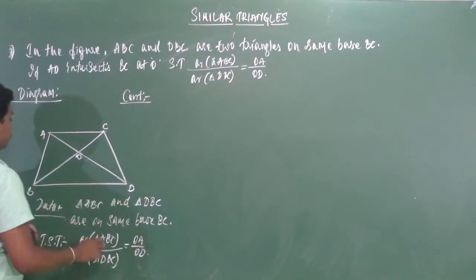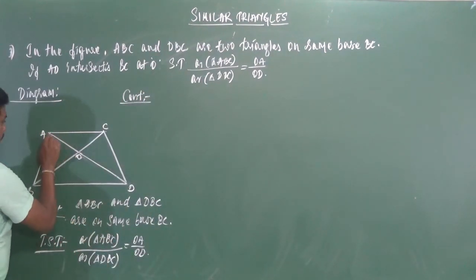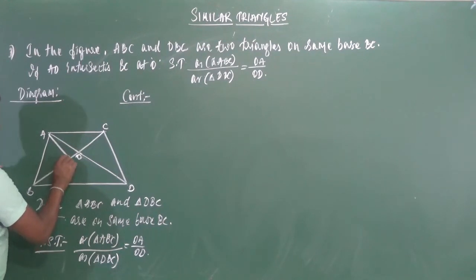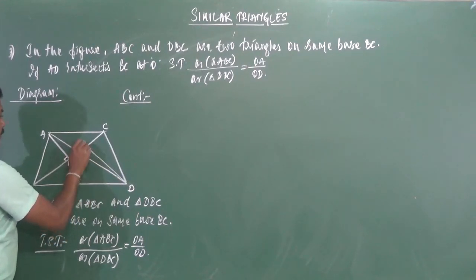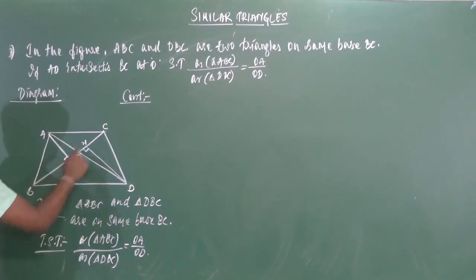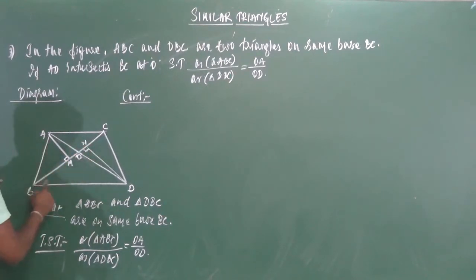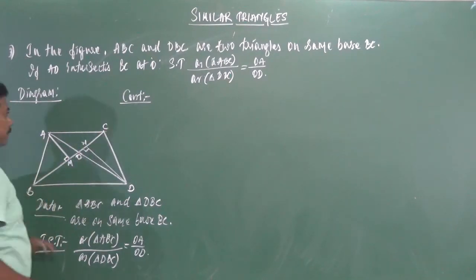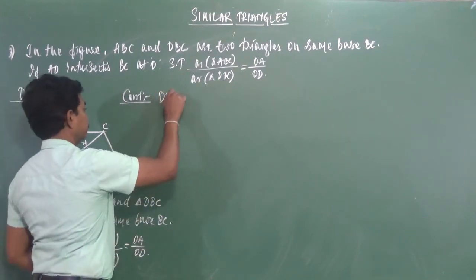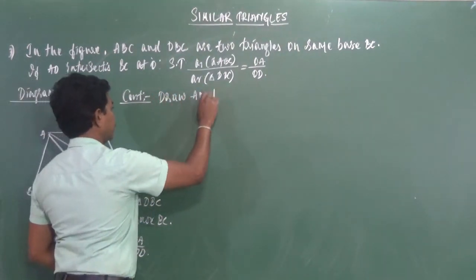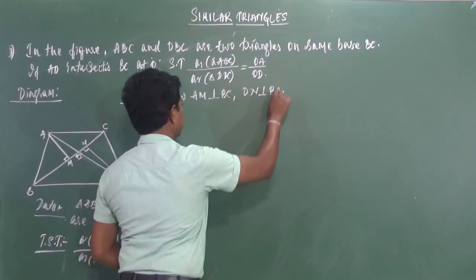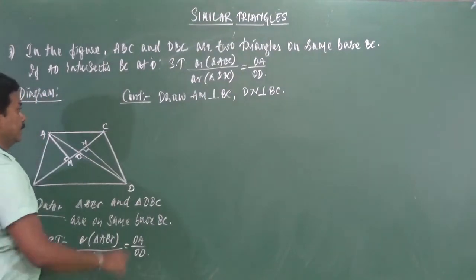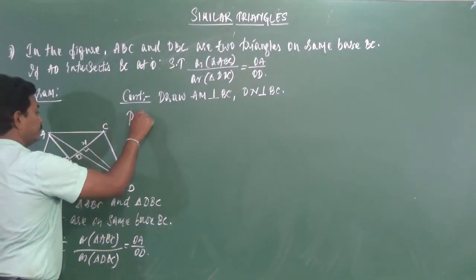Alright. So now draw AM perpendicular to BC and draw DN perpendicular to BC. So for the same BC, draw AM perpendicular to BC and DN perpendicular to BC. Right. So this is the construction part. So let us get into the proof.